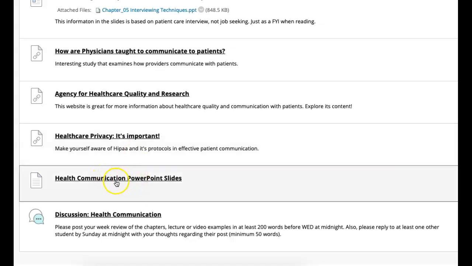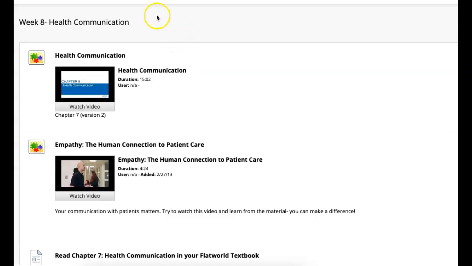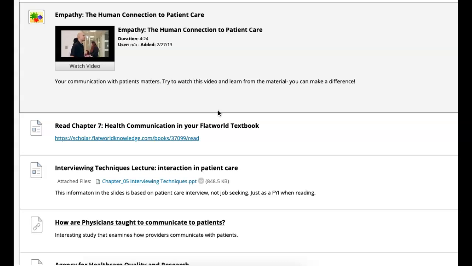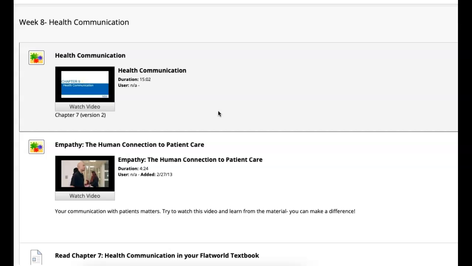And I included health communication PowerPoint slides. Reminder, those slides say chapter 9, but it's chapter 7 in version 2 of the textbook, and there's not really any difference. So don't stress over that by any means. I think you'll really enjoy the PowerPoint slides because they have a lot of great information in them, because they of course correlate with the lecture.